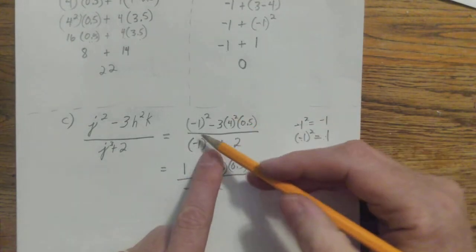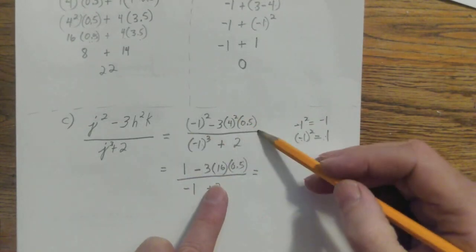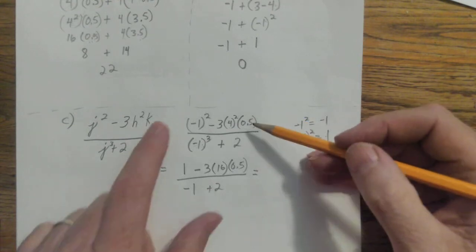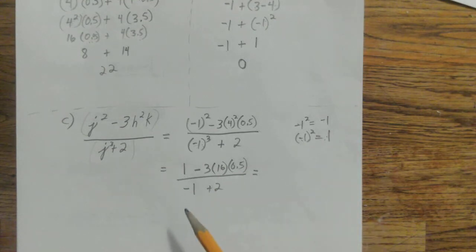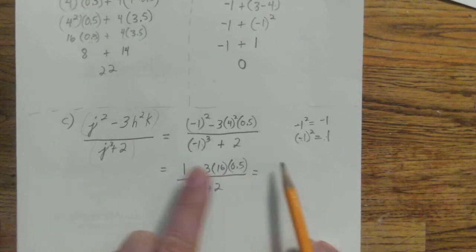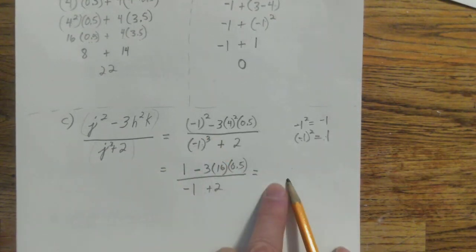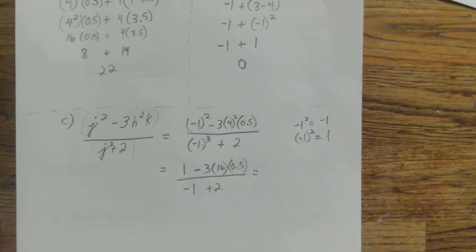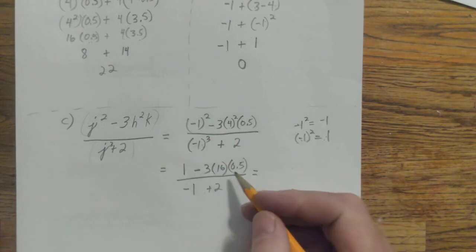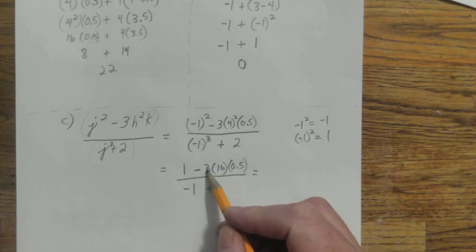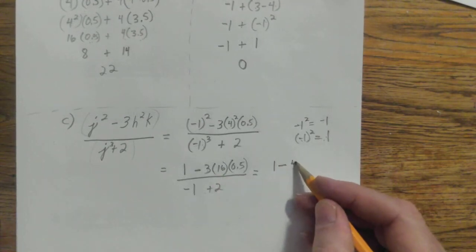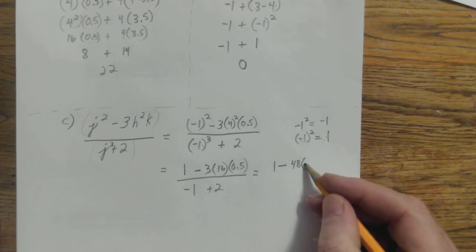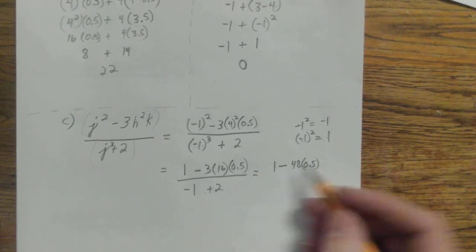Okay, when you have a dividing bar like this, or a fraction bar, whatever you want to call it, it's like the top part is in parentheses and the bottom part is in parentheses. So you got to get the top part done and get an answer. You got to get the bottom part done and get an answer, and then the last thing you do is divide. So do I take 1 minus 3? No, I don't. I got to multiply. So I'm going to go 1 minus 3 times 16 is 48 times 0.5. I'll save that in a minute here.